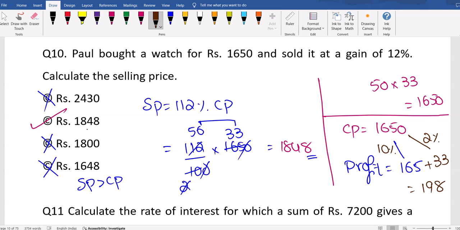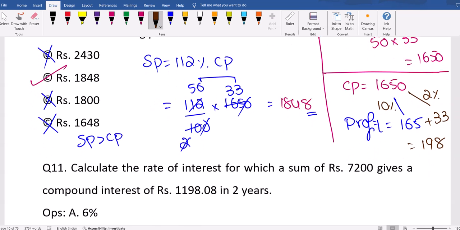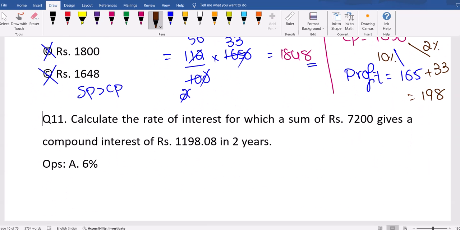See the question. There are n number of ways. Profit is calculated on cost price, interest is calculated on principal. Simple. Don't make it complicated. Very, very simple. The basic point should be there in your mind.